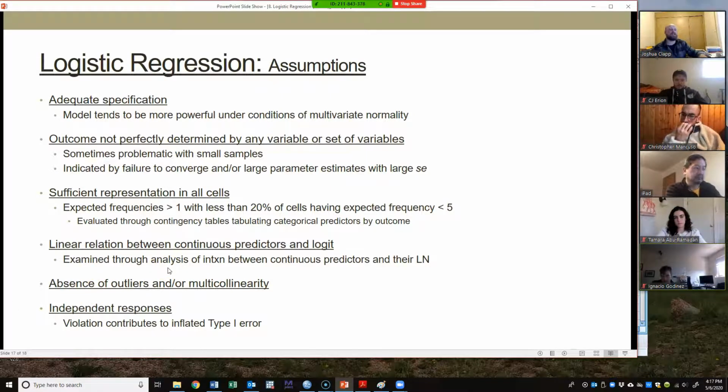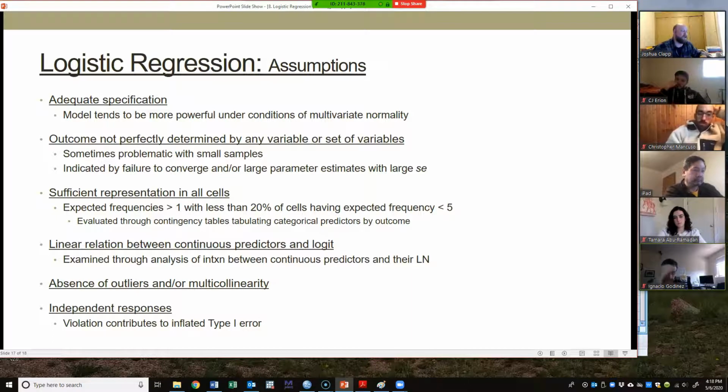Linear relation between your continuous predictors and your logit. Okay. So we don't have any assumption about linearity between my probability and my predictors. But when I create the natural log of the odds ratio, my logit, I am applying a linear model. I am assuming that I have a linear relation between my predictors and my outcome. What we do is check this by looking at the interaction of my continuous predictor with its natural log transform. If those interactions come up, it suggests I have a nonlinearity in my data that I might need to take a look at. And then this ends up being a specification issue.